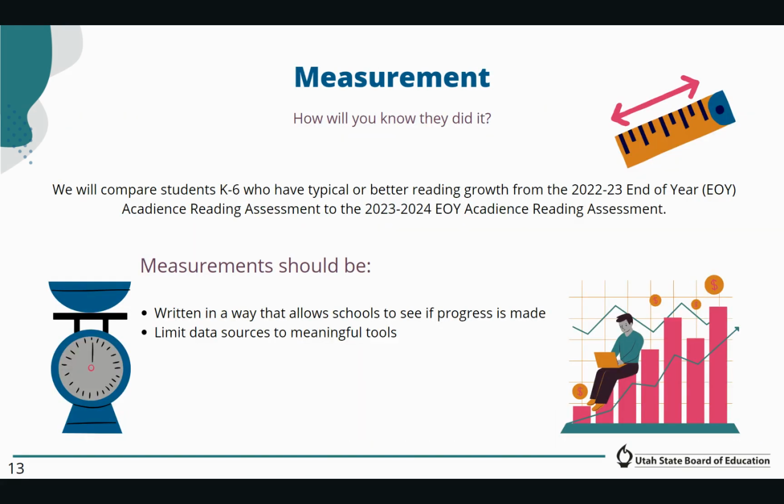The measurement section should answer the question, how will you know they did it? How will you measure students' growth and achievement? This measurement example is, we will compare students K-6 who have typical or better reading growth from the 22-23 end-of-year Acadience Reading Assessment to the 23-24 end-of-year Acadience Reading Assessment. When describing measurements, they should be written in a way that allows schools to see if progress is made and limited to data sources that are meaningful tools.